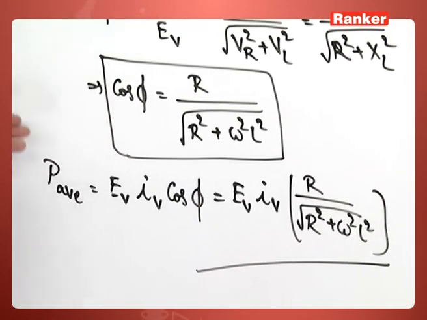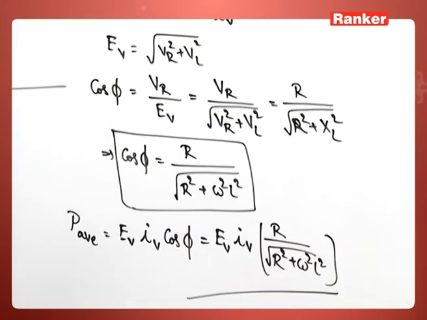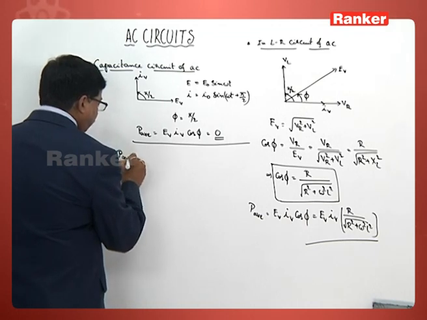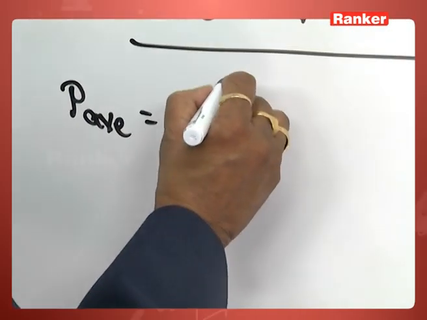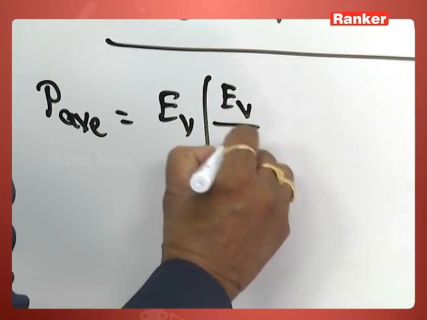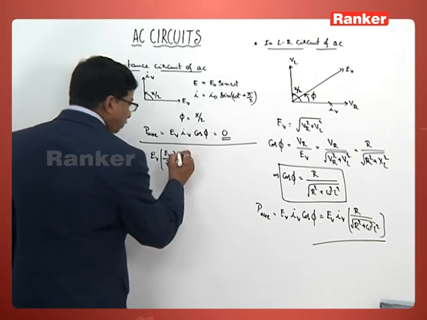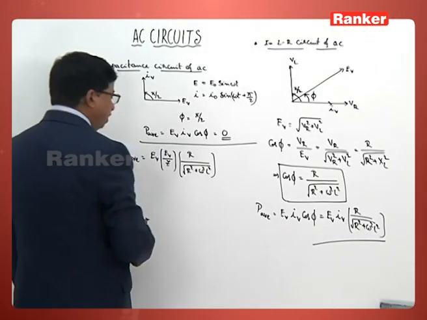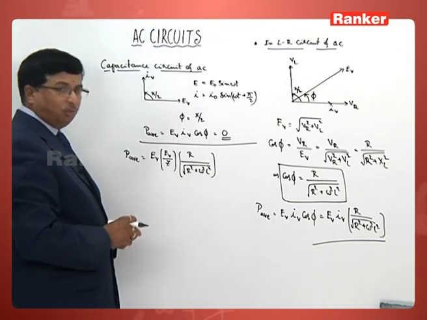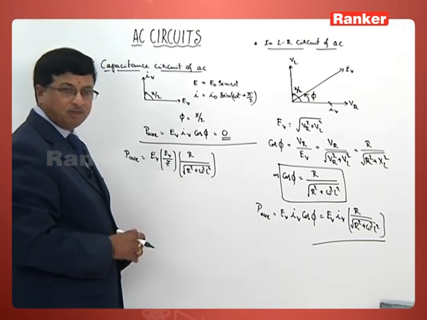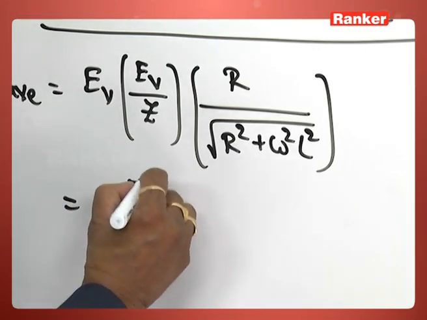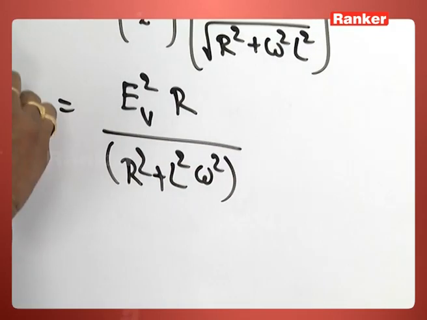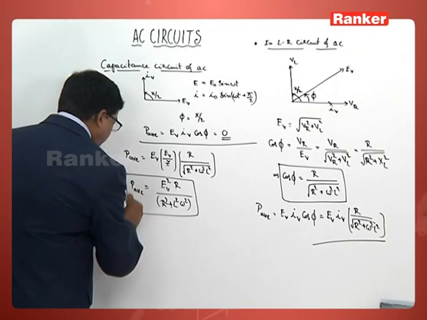One more form you better remember this way also. According to Ohm's law, I can be written as E by Z. Now in this particular case, you can rewrite the same this way. Power average is equal to E virtual into, in place of IV, I can write E virtual by Z. Z is called impedance, into this value of R by root over R square plus omega square L square. But we all know the value of impedance in an LR circuit is again the same, root over R square plus omega square L square. Therefore, you can rewrite the same this way, E virtual square into R divided by R square plus L square omega square. This is another version for the same power in the LR circuit.